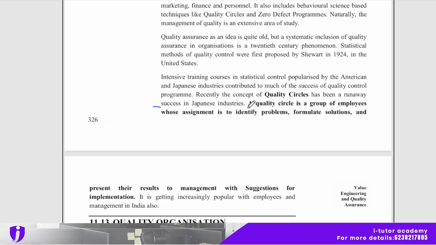A quality circle is a group of employees whose assignment is to identify problems, formulate solutions, and present their results to management with a suggestion for implementation. And it is getting increasingly popular with employees and management in India also.